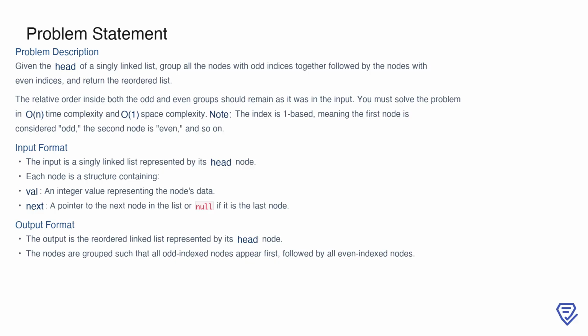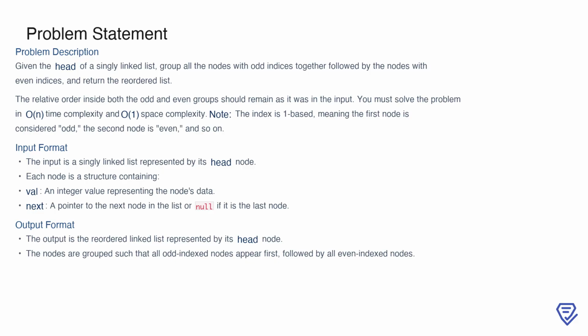In this problem, you're given the head of a singly linked list, and your goal is to rearrange the nodes so that all the nodes at odd indices are grouped together, followed by all the nodes at even indices. Once reordered, you return the head of this modified list. Importantly, the relative order of nodes within both the odd and even groups must remain the same as their original positions in the input list.